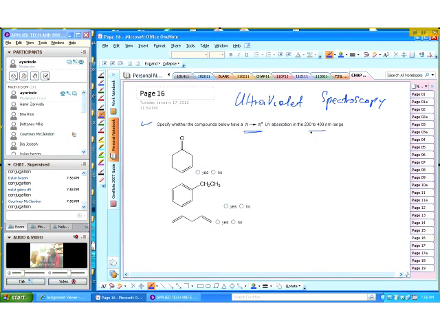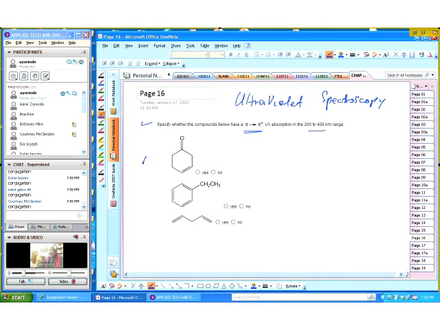That is what this is showing you. Generally the absorption is found between 200 and 400 nanometers. The only time this happens is when you have a conjugated system. So in essence, what they are asking you is which one of these molecules is conjugated. Another way of asking that question: which one of these molecules is conjugated?